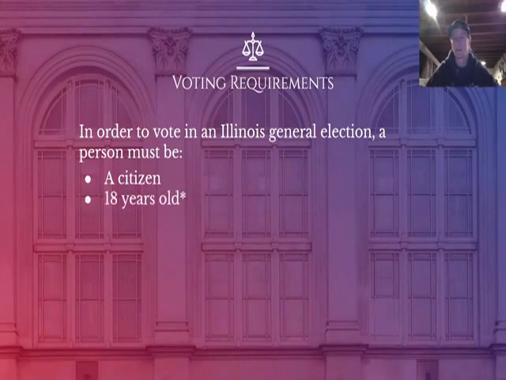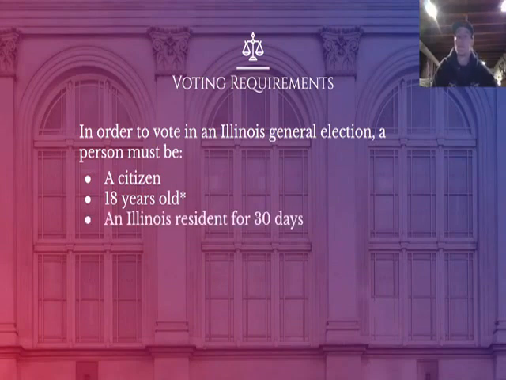Second thing is that you must be 18 years old. We're going to come back to that asterisk mark at the end. You must be an Illinois resident for 30 days. You had to have lived here for at least about a month. And of course, you must be registered in order to vote. That's pretty standard and straightforward.